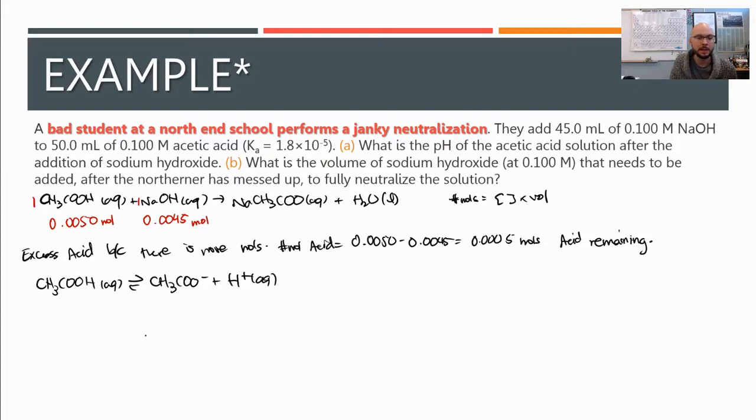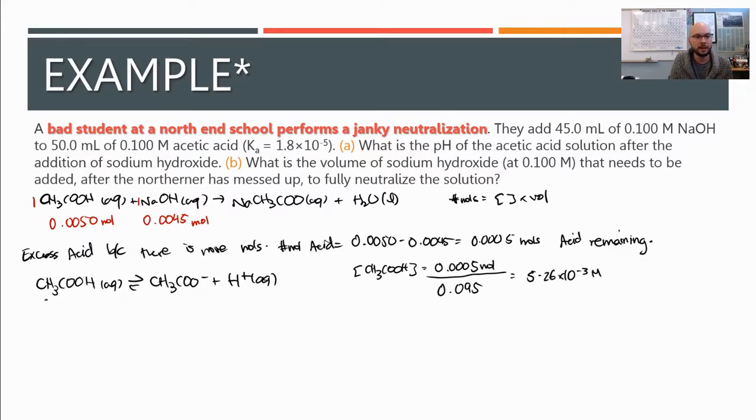So we've got, in this case, we can't use moles. So we have to be careful about this. Although we've got 0.0005 moles remaining, the concentration now of the CH3COOH is 0.0005 moles divided by the new volume, because these solutions have been mixed. So it's 45 plus the 50 milliliters, which gives us 95, so that's 0.095. So this works out to being 0.0005 divided by 0.095, 5.26 times 10 to the negative 3 molarity.